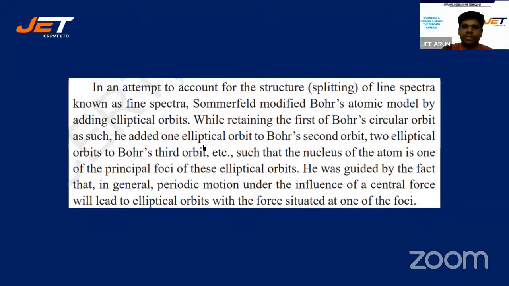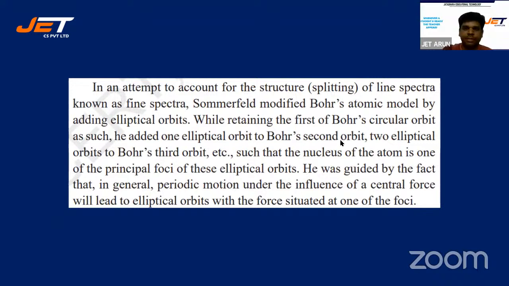In an attempt to account for the structure of line spectra known as fine spectra, Sommerfeld modified Bohr's atomic model by adding elliptical orbits. In Bohr's model, you had circular orbits, but Sommerfeld modified it to elliptical orbits, while retaining the first Bohr circular orbit as such. He added one elliptical orbit to Bohr's second orbit, two elliptical orbits to Bohr's third orbit, etc., such that the principal focus of these elliptical orbits is the nucleus of the atom. Because the force is a central force, he was guided by the fact that in general, periodic motion under the influence of central force will lead to elliptical orbits with the force center, the source of force, situated at one of the foci.